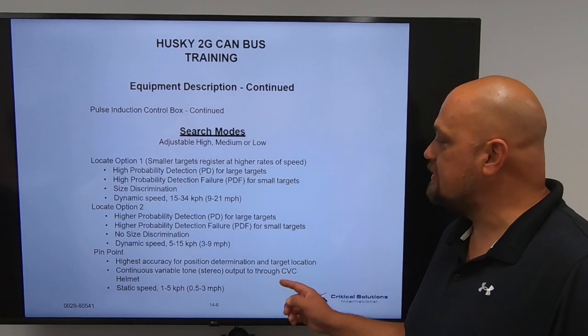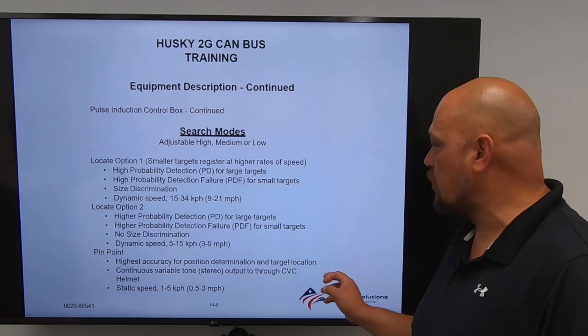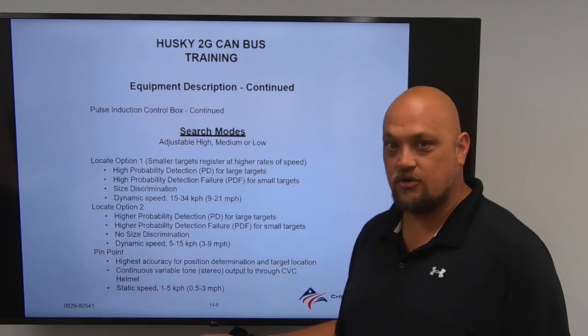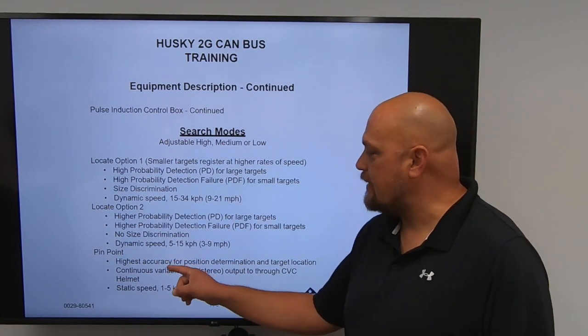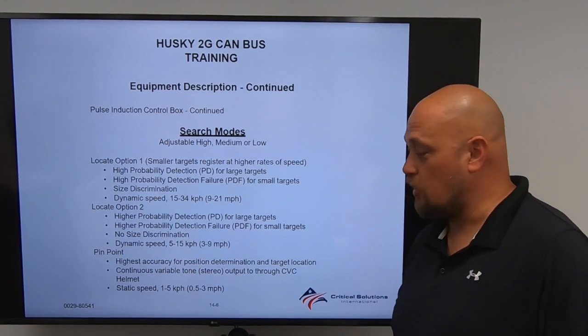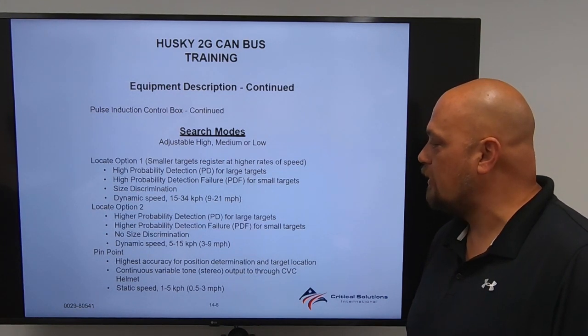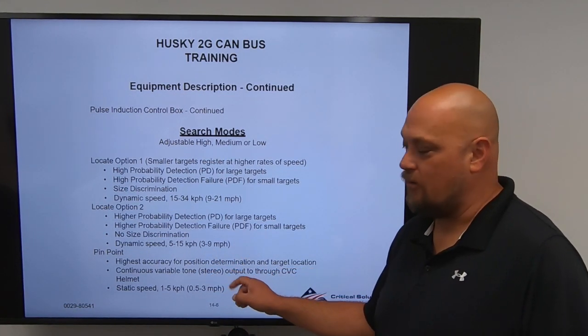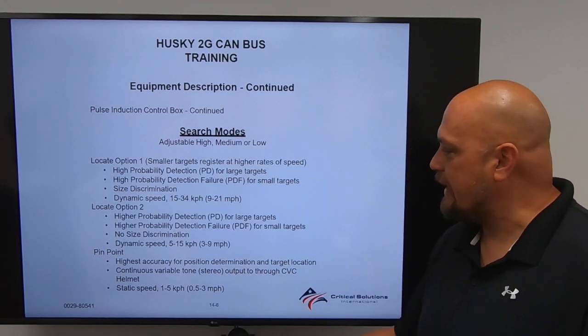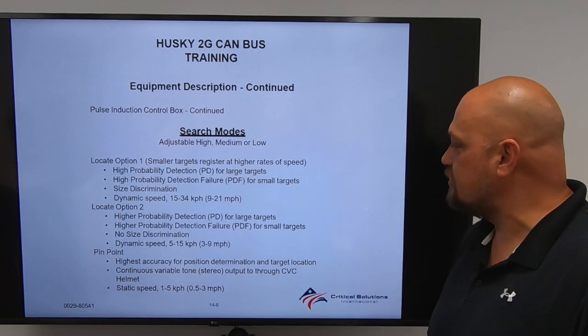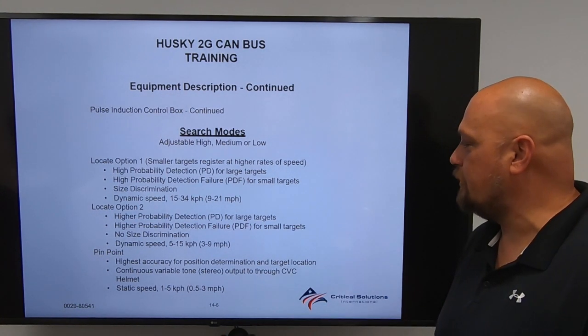Higher probability detection failure for smaller targets. No size discrimination. And you have a dynamic speed of 5 to 15 kilometers an hour or 3 to 9 miles per hour. And pinpoint has the highest accuracy for position determination and target location.